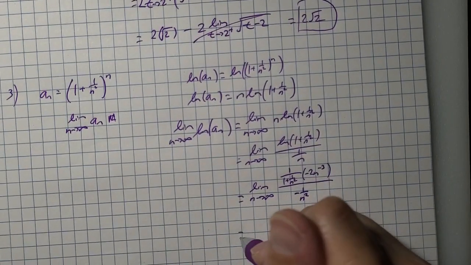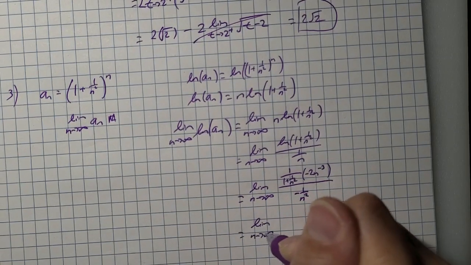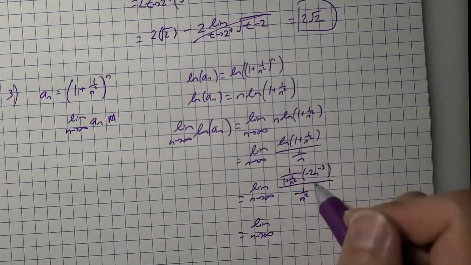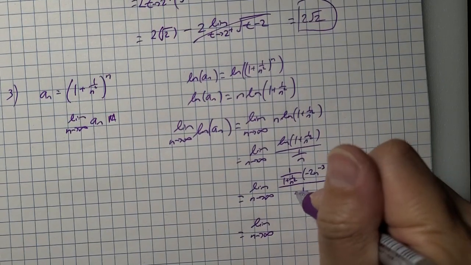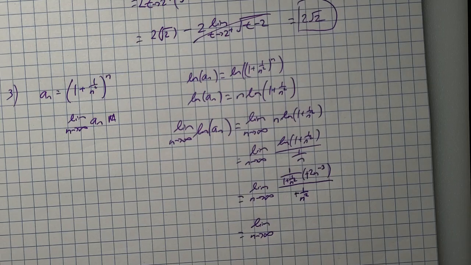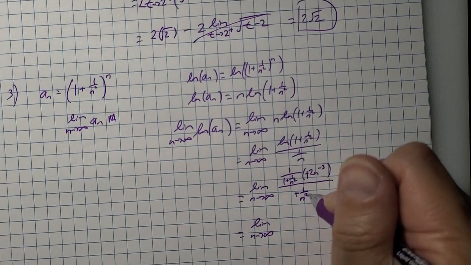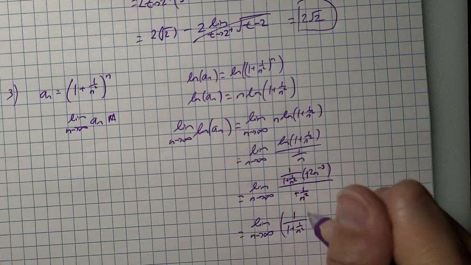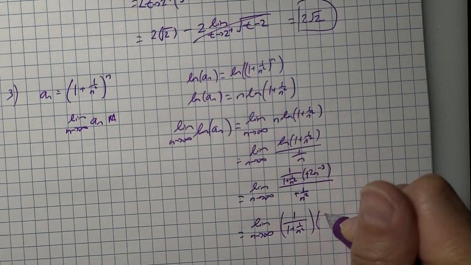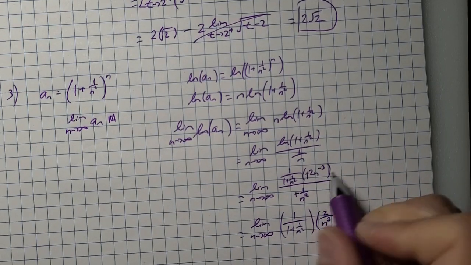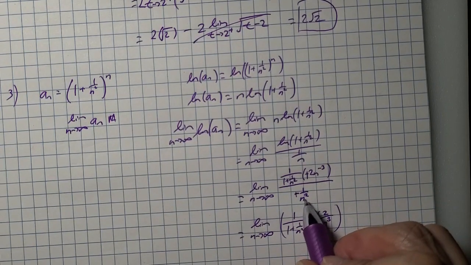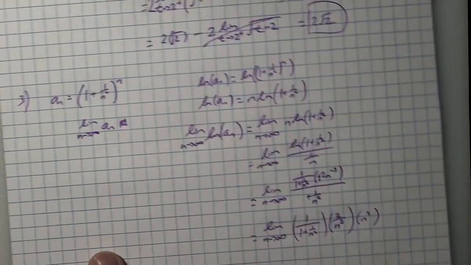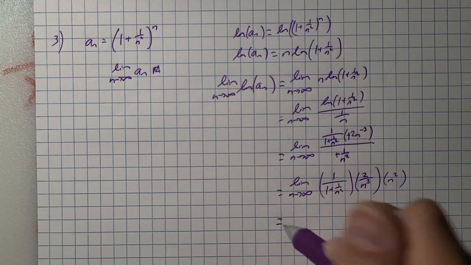Okay, so let's clean this up. The limit as n goes to infinity of, so here we can get rid of the sign, that's easy. So this is the same thing as 1 over 1 plus 1 over n squared on the top, and we have 2 over n cubed, that's this term. The 1 over n squared on the bottom is just the same thing as n squared. Okay? We keep going.